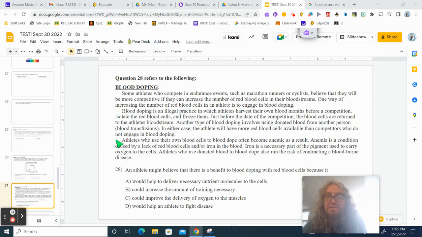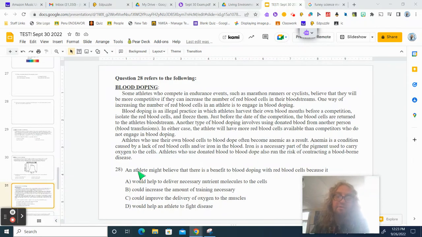Just before the date of the competition, the blood cells are returned into the athlete's bloodstream. Another type of blood doping involves using donated blood from another person, blood transfusions. In either case, the athlete will have more red blood cells available than the competitors who do not engage in blood doping. Athletes who use their own blood cells to blood dope often become anemic as a result. Anemia is a condition caused by lack of red blood cells and/or iron in the blood. Iron is a necessary part of the pigment used to carry oxygen to the cells. Athletes who use donated blood to blood dope also run the risk of contracting blood-borne disease.